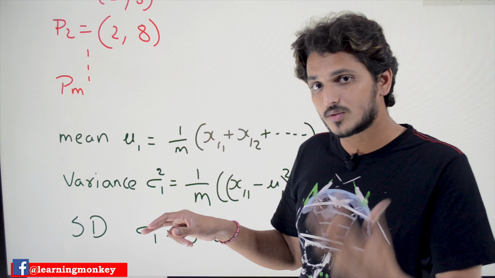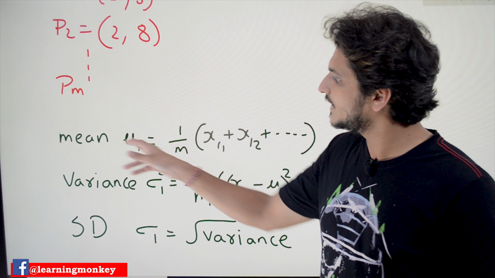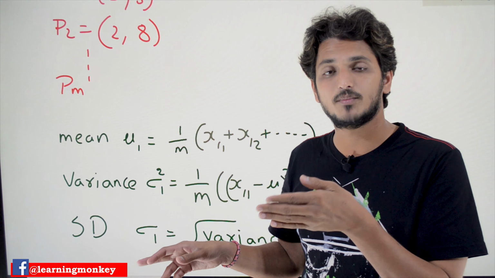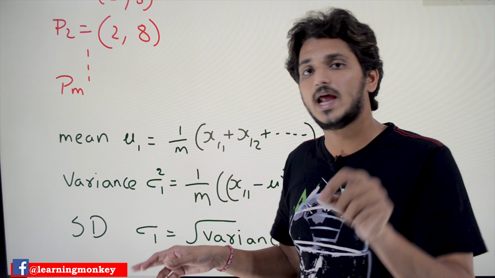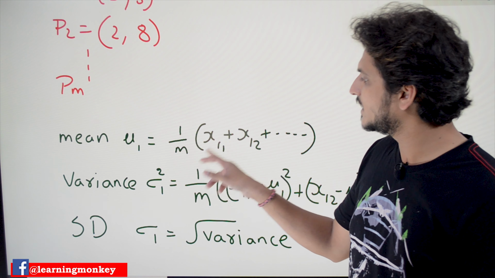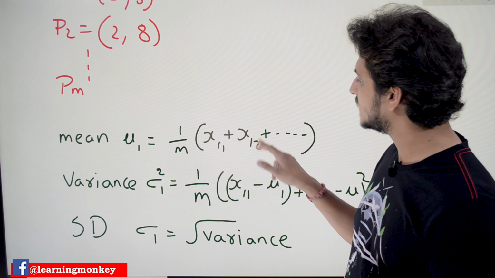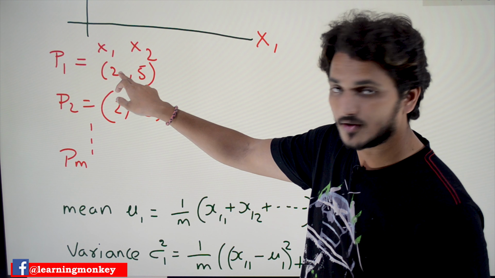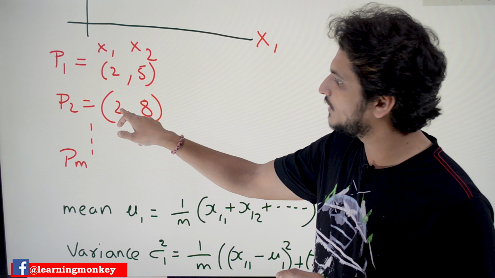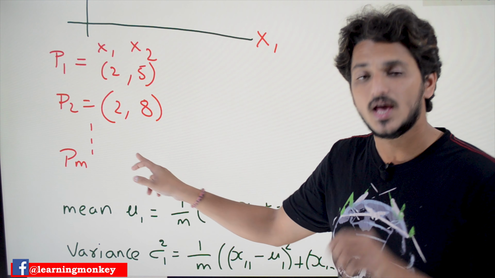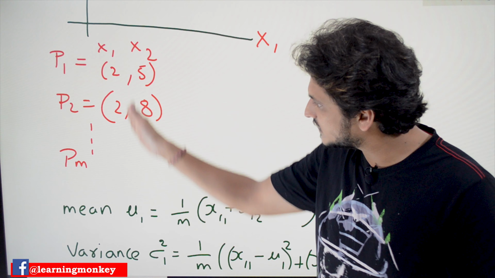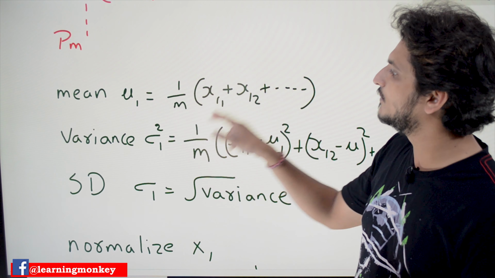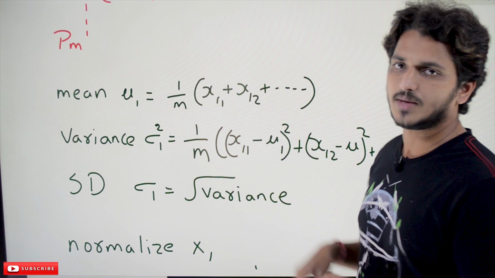For normalizing, we first calculate the mean value. Take the first column and calculate the mean. How do we calculate the mean? mu1 is equal to 1 by m times x11 plus x12 and so on, meaning we are adding all the points. x11 is the first data point, x12 the second data point, and so on. We have m data points. We take the x1 column and calculate the mean as 1 by m into the summation of these.